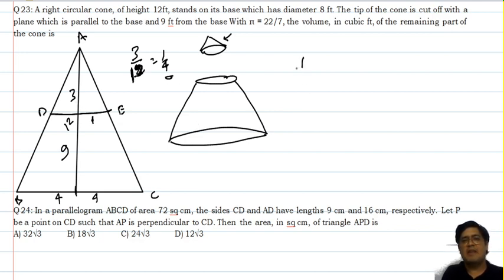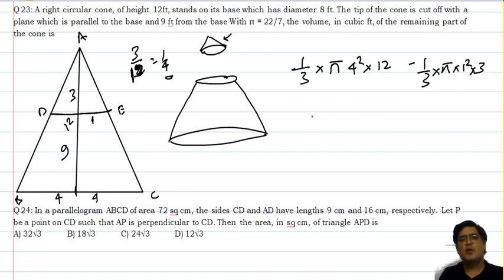The total cone will have volume of 1/3 pi r square into h minus 1/3 pi r square into h. Again, I am applying similarity of triangles here to solve questions on frustums. What I am doing is from the total cone, from the bigger cone, I am taking away the smaller cone volume.